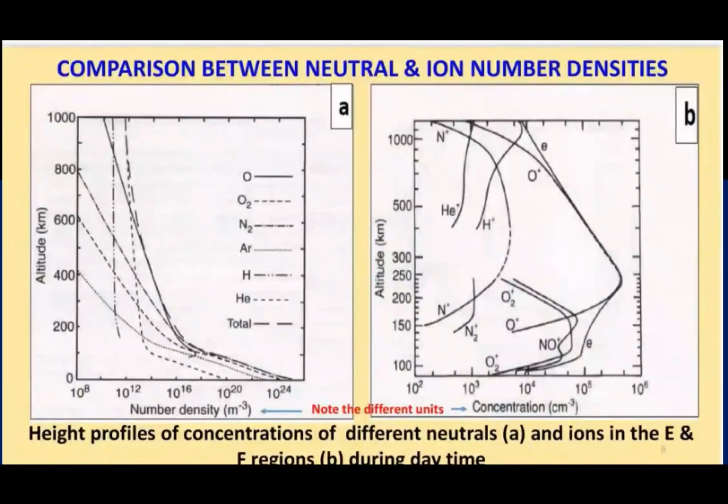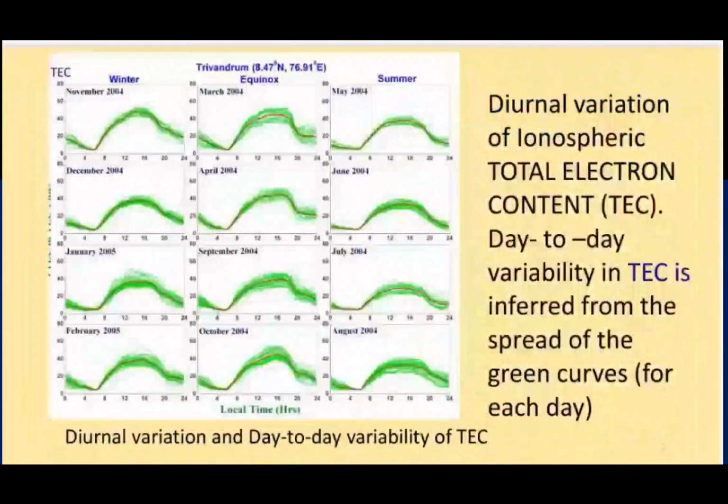Another point to note here is that the scale, of course, is different. The number density of neutrals is expressed in number per meter cube, whereas this is number per centimeter cube. So that makes a difference of 10 to the power 6 in the conversion factor between per meter cube and per centimeter cube. Apart from that, you will see that the neutral concentration is much higher than the ion concentration. So even if you apply that conversion factor, the ion concentration will be something like 10 to the power 3 to 10 to the power 4 less than the neutral concentration. So this is to illustrate this.